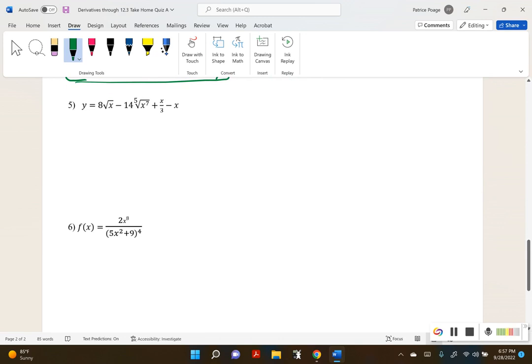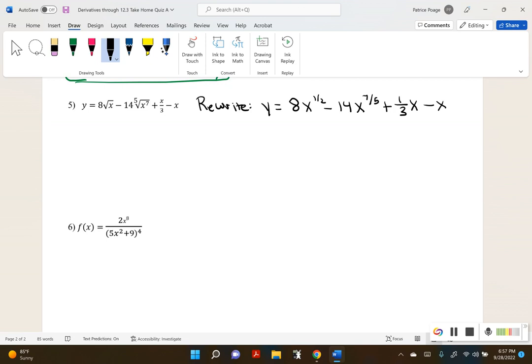Okay, number 5. I'm going to rewrite this problem before I take the derivative. So I'll have y equals, instead of 8 square root of x, it's 8x to the half minus 14 times the 5th root of x to the 7. So I can write that as x to the 7/5 plus, if there's a 3 in the denominator, you just pull it out front. So that's just 1/3 times x minus x. So I'm just rewriting that. Now I'm going to take the derivative.